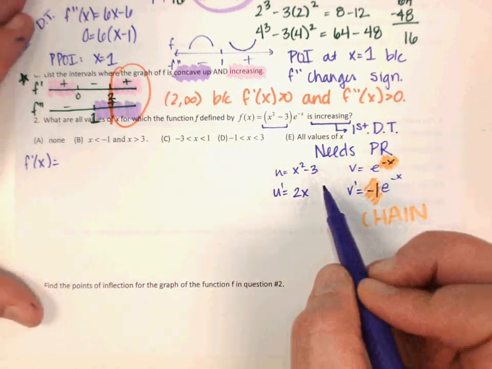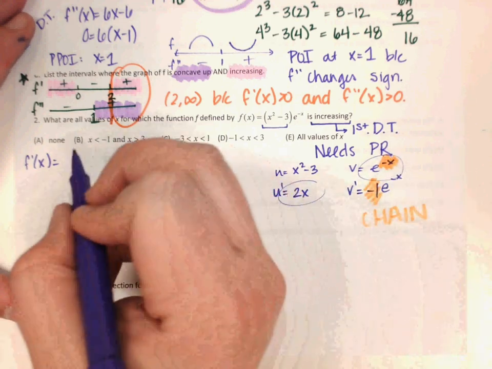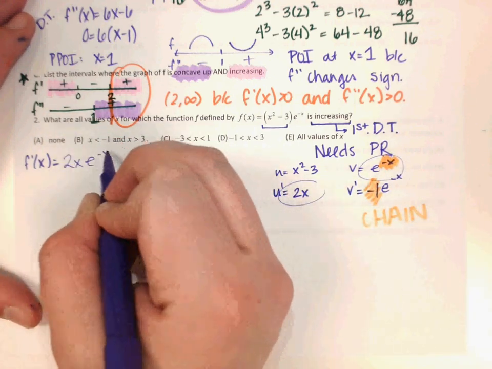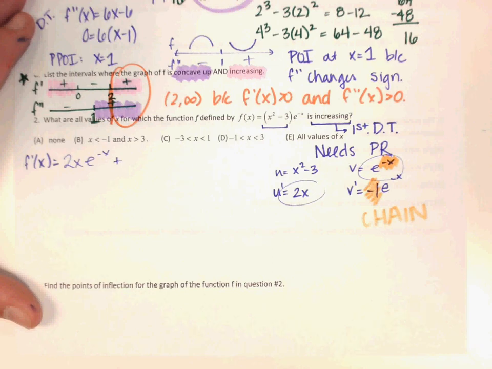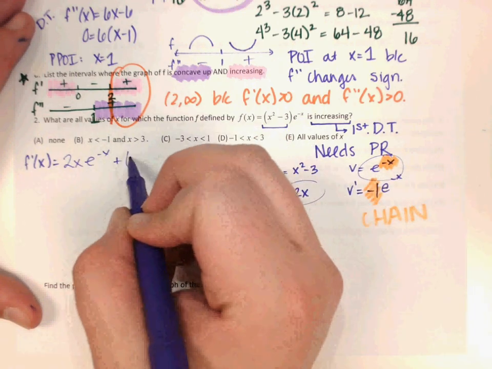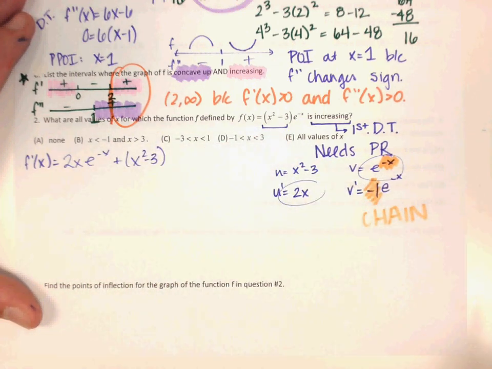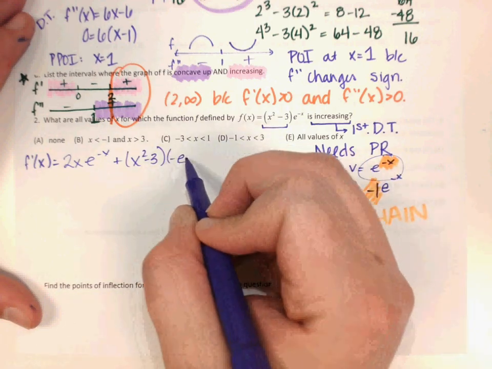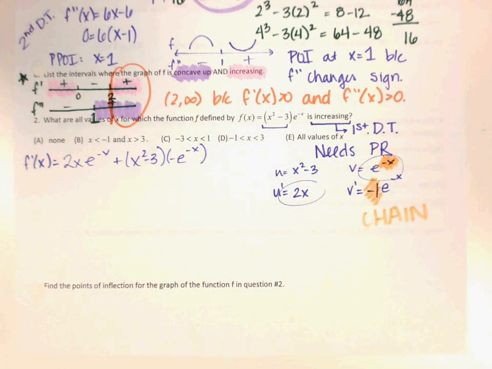So I'm going to do this one first. So I have 2x e to the negative x plus, then I have x squared minus 3 times negative e to the negative x. So far so good? Okay, set it equal to 0.